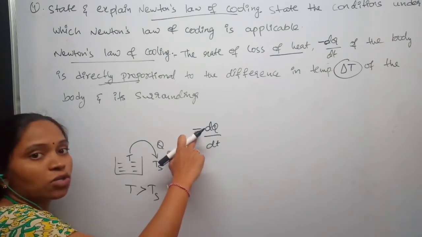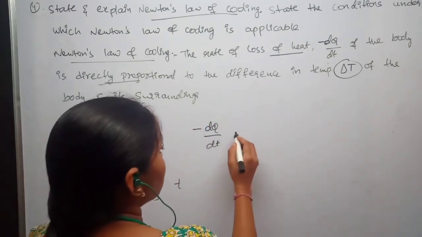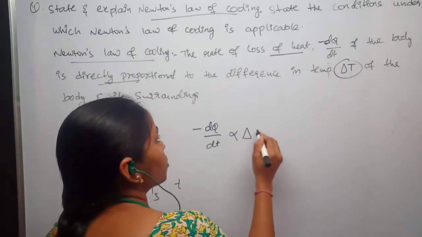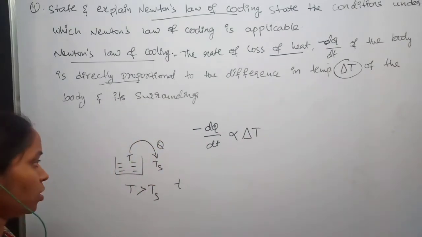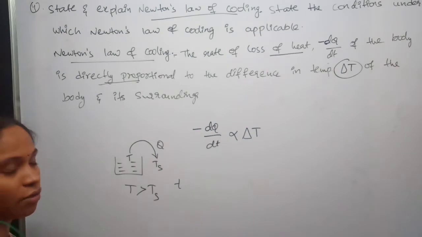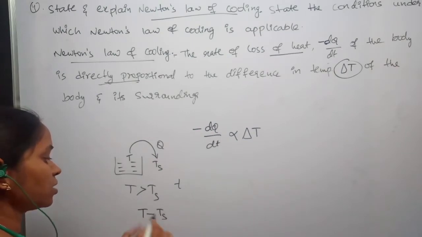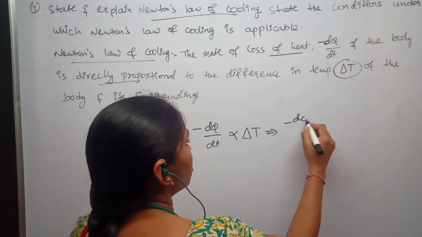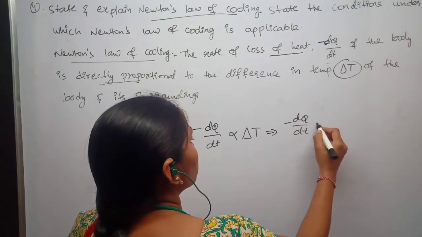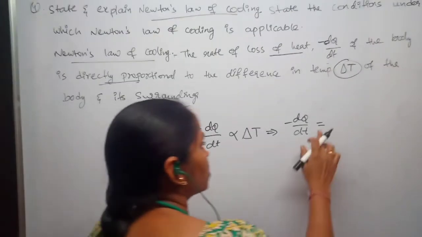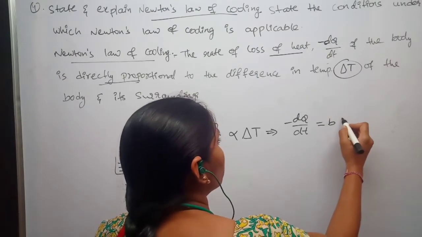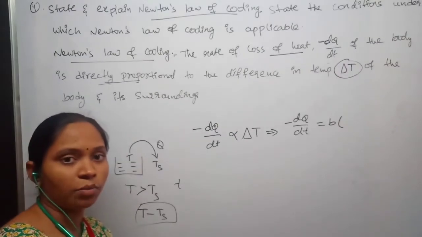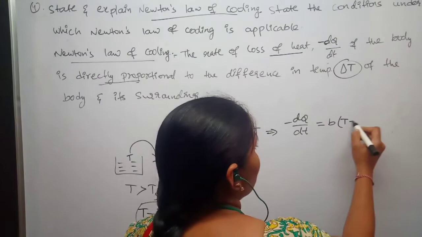This minus sign indicates loss of heat, and it is directly proportional to the difference of temperature of the body and its surroundings. Now this can be written as minus dq by dt. I am removing the proportionality here, which is equal to B into the difference in temperature of the body and its surroundings, which is T minus Ts.